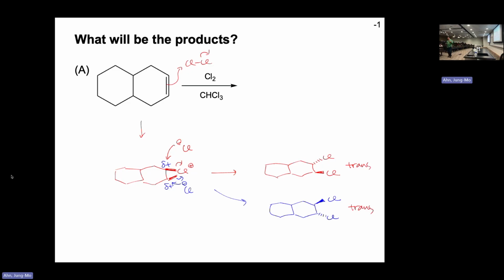But both of them will make a trans. That's the basic key. In either enantiomer, you're never going to get a cis addition. All of them are going to be trans.